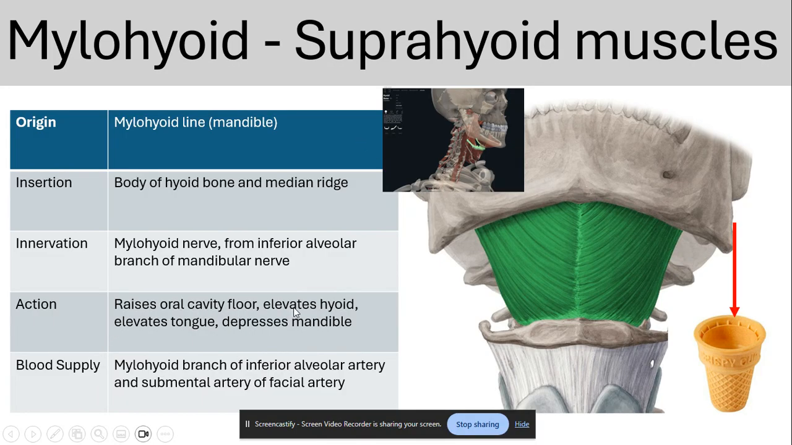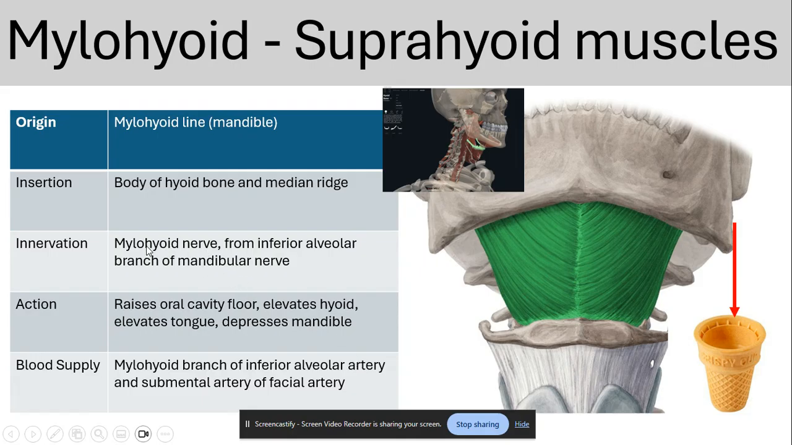Like it raises the oral cavity, elevates the hyoid bone, elevates the tongue, depresses the mandible, right? So it has a lot of actions for many parts of the face, and the neck. Blood supply, mylohyoid branch of the inferior alveolar artery, and the submental artery. Yep, because it is connected to multiple parts of the face. That's why you have the submental artery of the facial artery and the mylohyoid branch of the inferior alveolar artery.